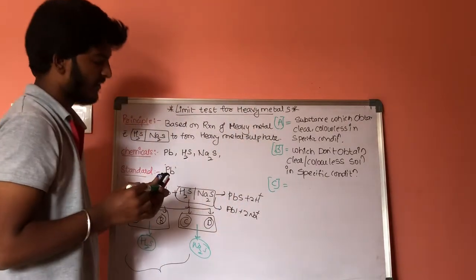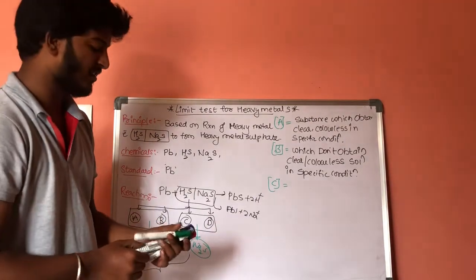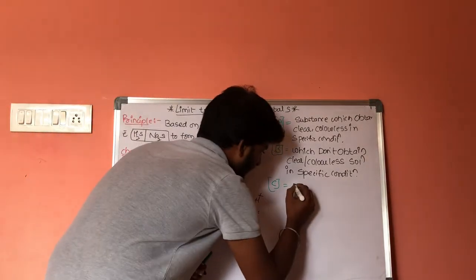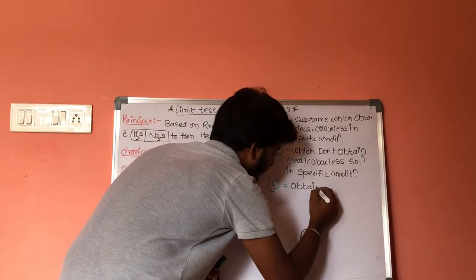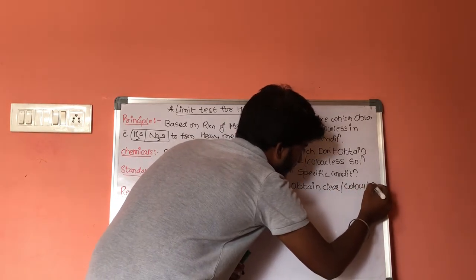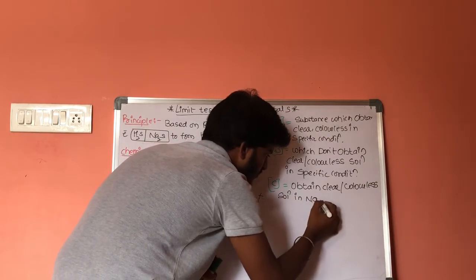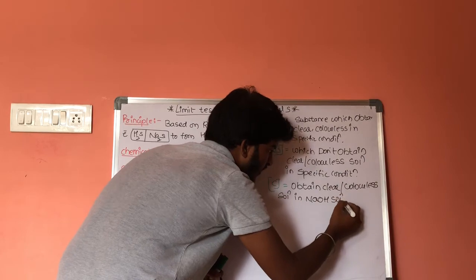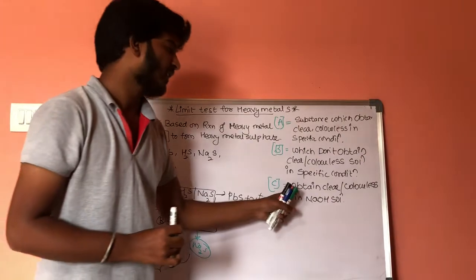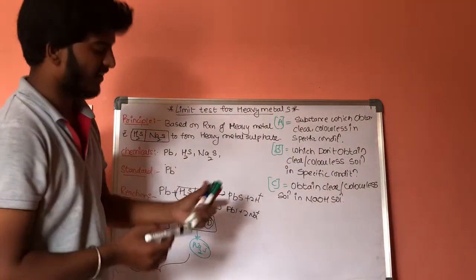Now, coming to method C. What is method C? It is used for the substance which obtains clear and colorless solutions in sodium hydroxide solution. That is method C. Method C is used for the substance which will obtain clear and colorless solutions in sodium hydroxide solution.